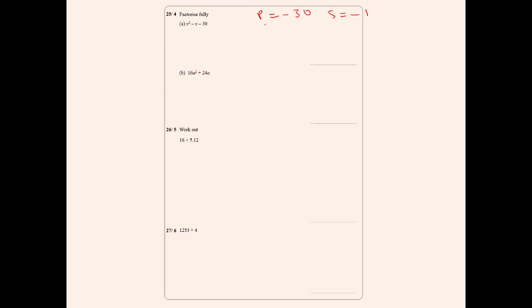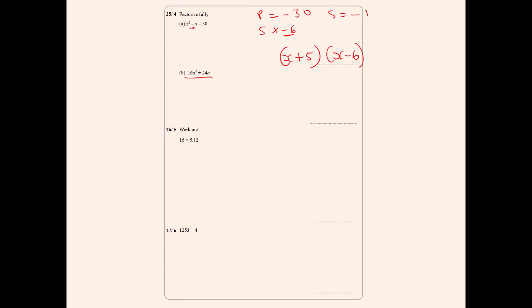So 30 times minus 1 gives me minus 30, but it's nowhere near minus 1. Next numbers I can think of are 15 and 2. 15 times minus 2 gives me minus 30, but it's nowhere near minus 1. 5 and 6, very close numbers. So 5 times minus 6 gives me minus 30, and 5 take away 6 is minus 1. So the answer is going to be x plus 5, and the 6 is a negative, x minus 6.